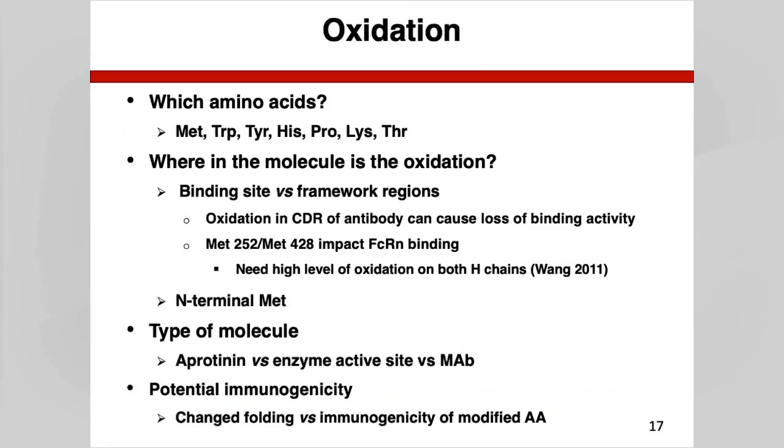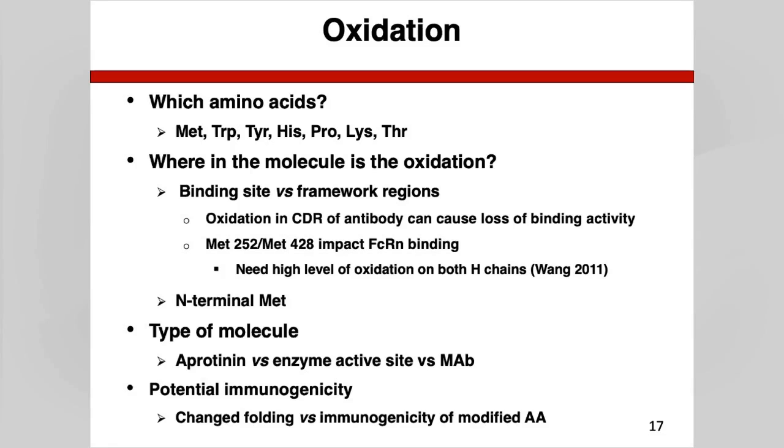Another common form of protein modification is oxidation. And here we need to understand which amino acids are being oxidized. A variety of amino acids in the protein can be oxidized. The one we see the most is methionine because it's most highly oxidizable. But depending on the level of oxidative stress, you can also see other amino acids being oxidized.